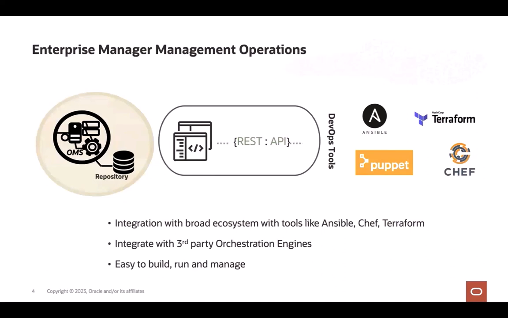And if you already have tools like Ansible, Puppet, or Terraform in your environment, you can seamlessly call these REST APIs to perform management operations. By utilizing DevOps tools and calling Enterprise Manager's REST APIs, you can automate end-to-end management operations with ease. This allows for greater efficiency, consistency, and scalability in your environment.